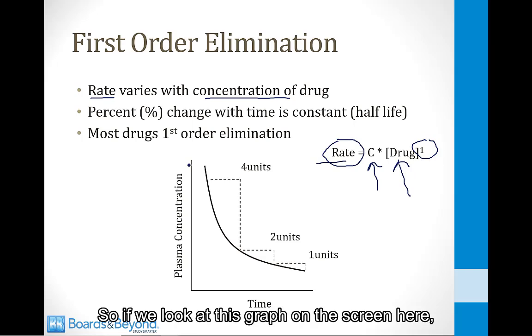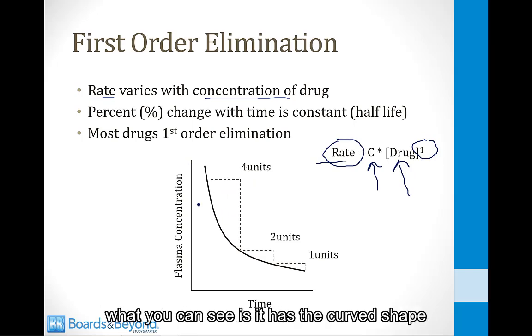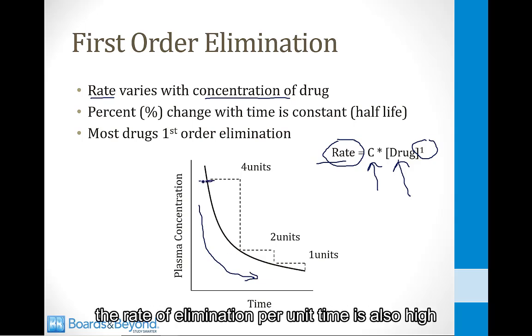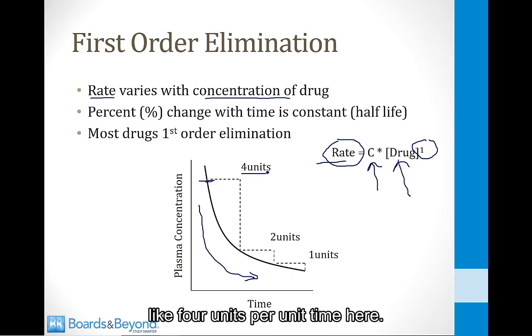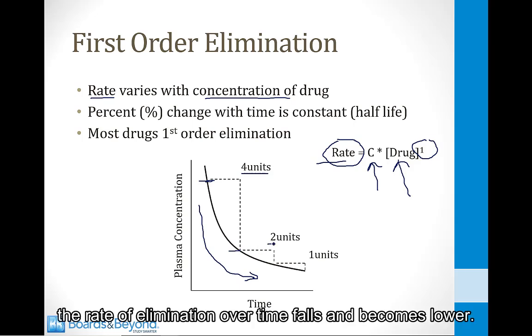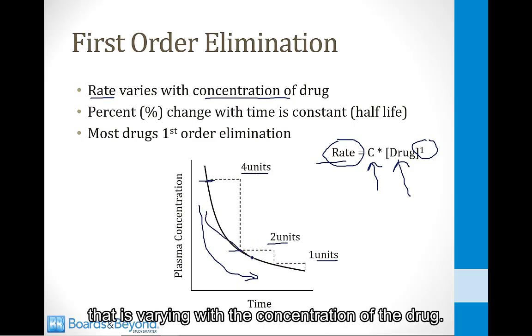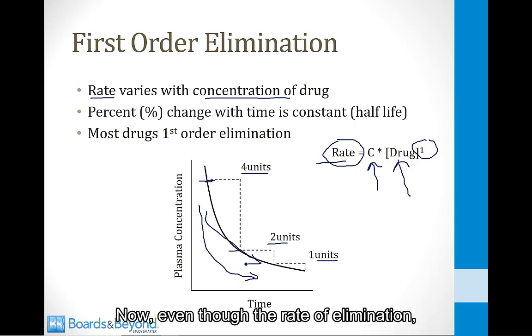So if we look at this graph on the screen here, what you can see is it has the curved shape of first order elimination. When the concentration is high, the rate of elimination per unit time is also high, like 4 units per unit time here. But when the concentration gets lower, the rate of elimination over time falls and becomes lower. So we have a rate of elimination that is varying with the concentration of the drug. Now, even though the rate of elimination, like 4 units per hour or 2 units per hour, varies with the concentration of drug, the percent change is constant.